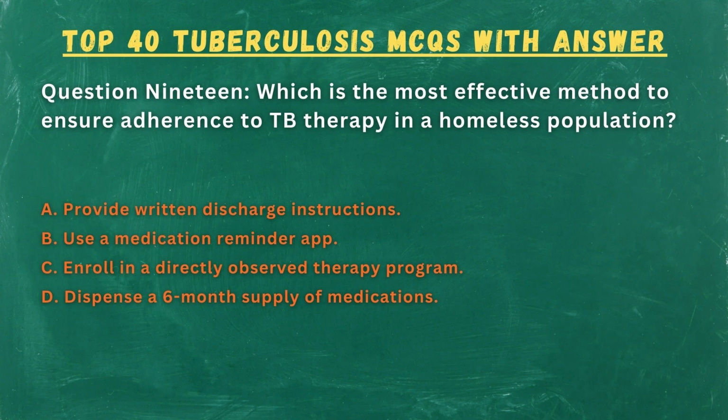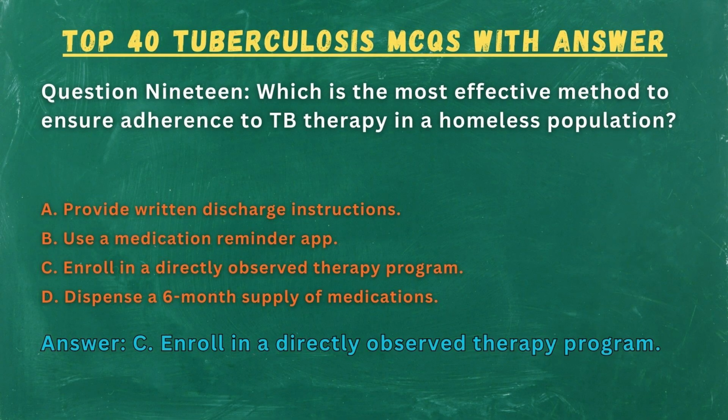Question 19. Which is the most effective method to ensure adherence to TB therapy in a homeless population? A. Provide written discharge instructions. B. Use a medication reminder app. C. Enroll in a directly observed therapy program. D. Dispense a 6-month supply of medications. Answer: C. Enroll in a directly observed therapy program.